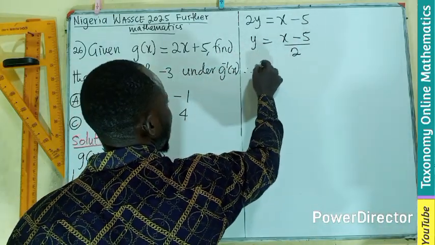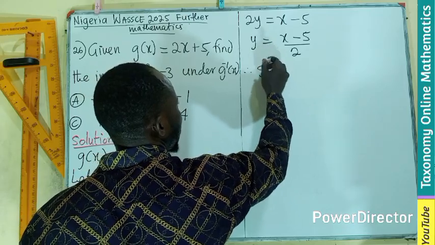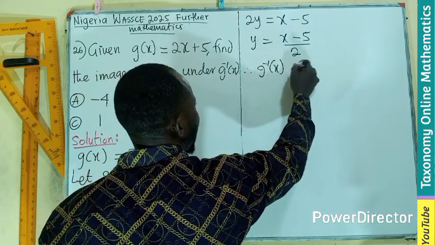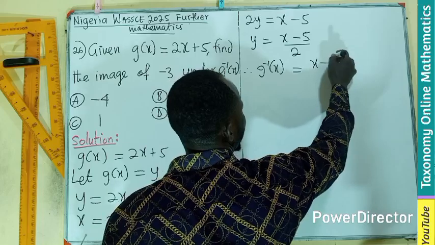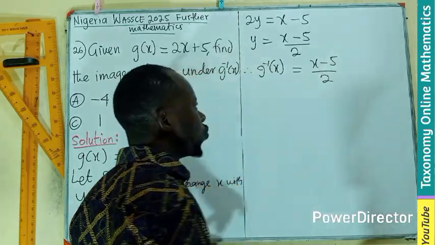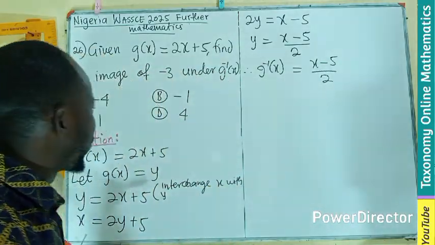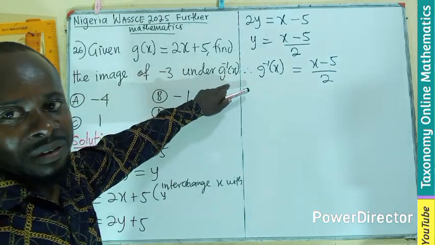Meaning your g inverse of x is just what? x minus 5 divided by what? 2. But that is not what we are looking for. We are looking for the image of this.